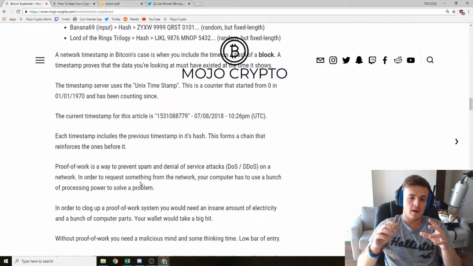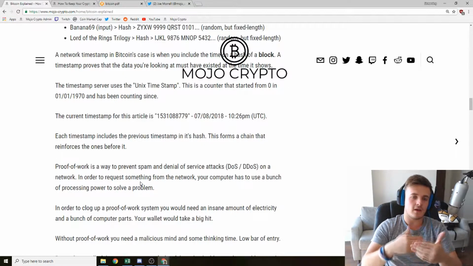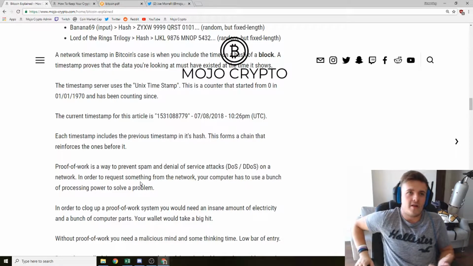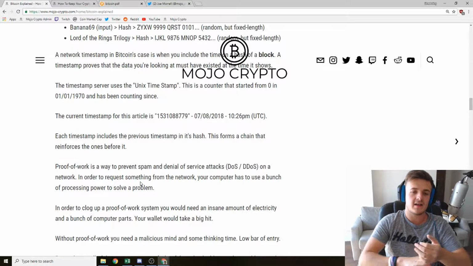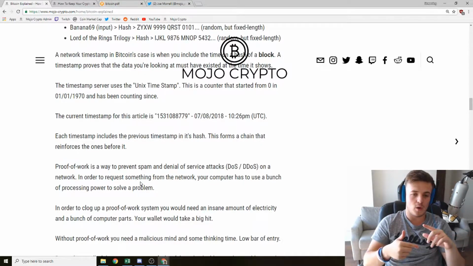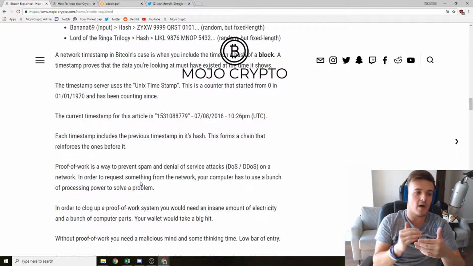This works because it doesn't cost any resources, or very little resources and time, to request from the network. So this is where proof of work comes in. If you have proof of work in order to request from a network, it means your computer has to solve a problem before you can request something from that network.